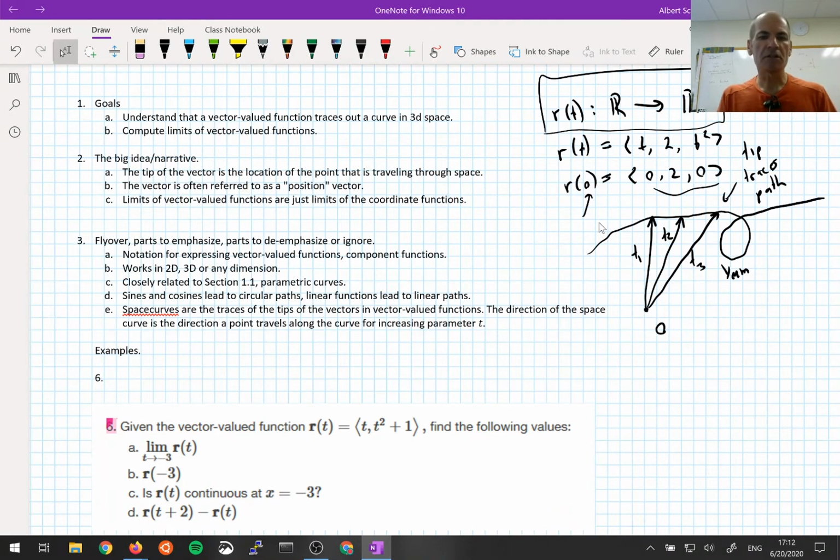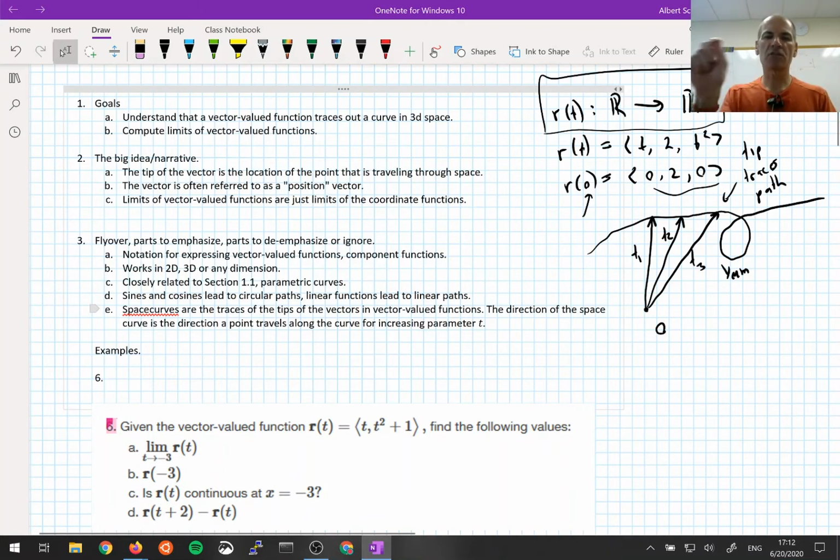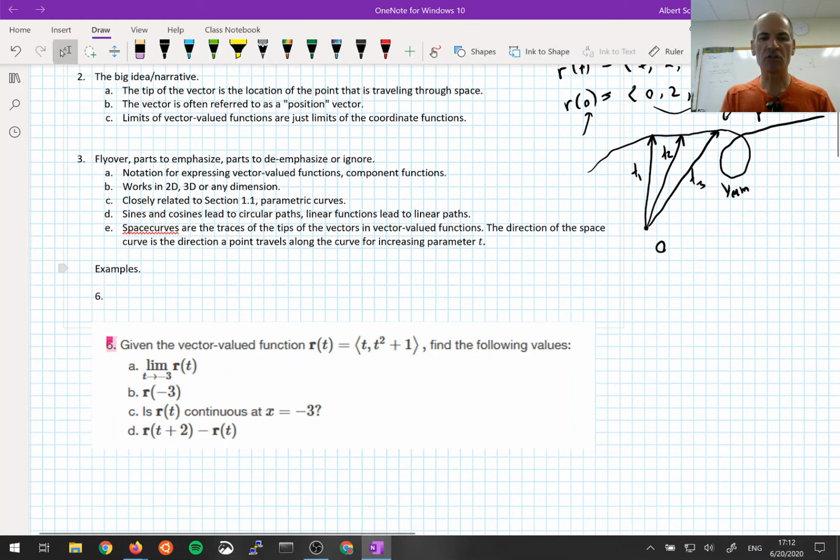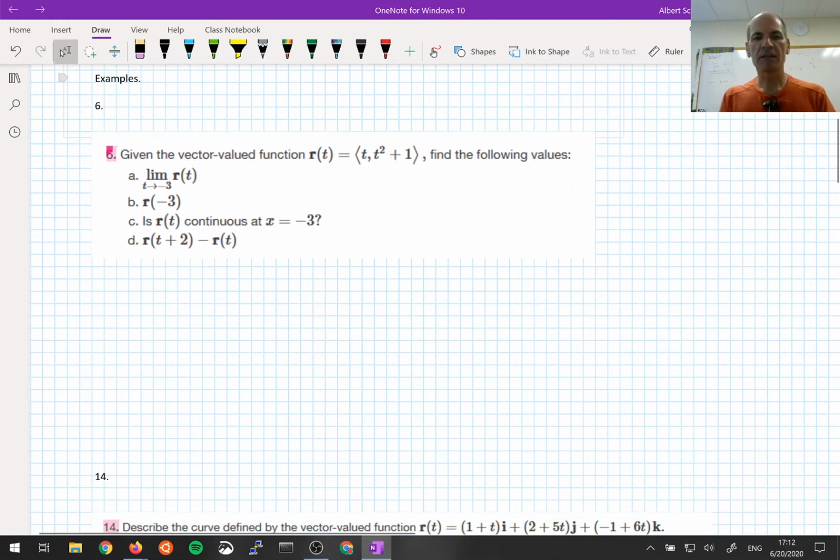Sines and cosines lead to circular paths, linear functions lead to linear paths, and collectively these traces through space are called space curves, and the curve is traced out by the tip of a vector. Let's, for the sake of time, just jump straight to some of the exercises. Let's look at problem 6 from the end of the section.